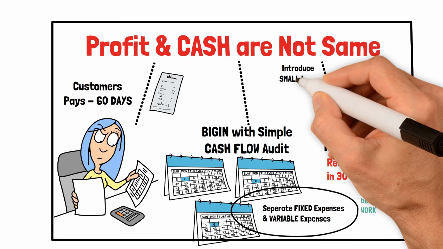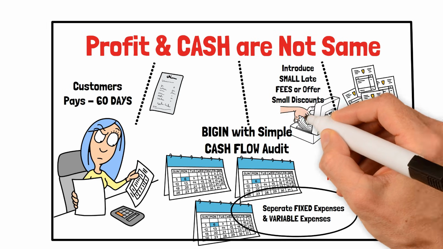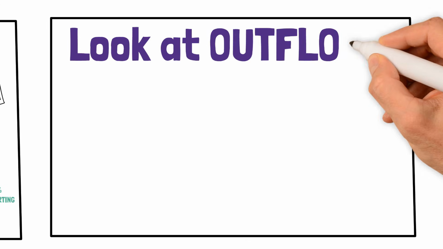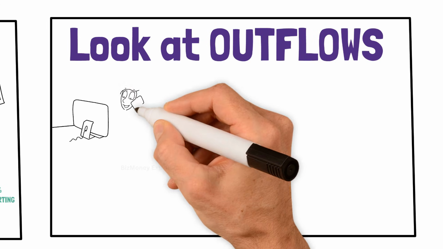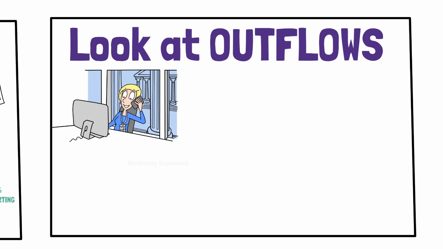If late payments are common, introduce small late fees or offer small discounts for early payment. Speeding up inflows is usually easier and less painful than cutting everything. Now look at outflows. Negotiate with suppliers for longer payment terms. If you currently pay in 30 days, ask for 45 or 60 days. Many vendors are open to this if you communicate early.